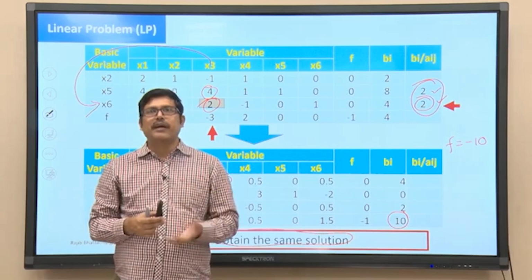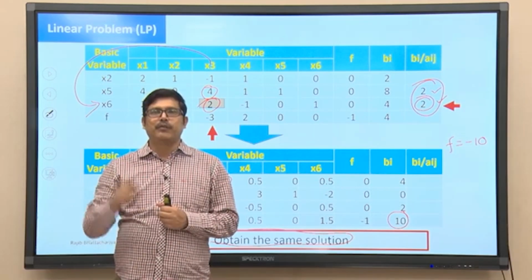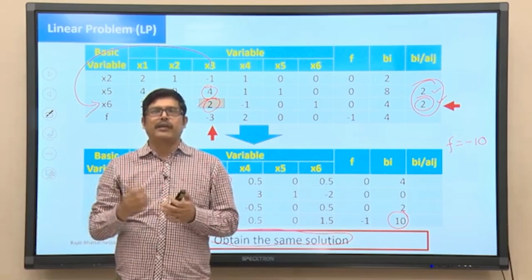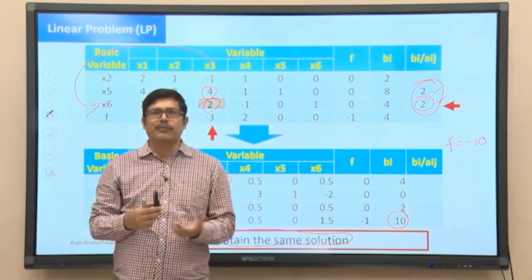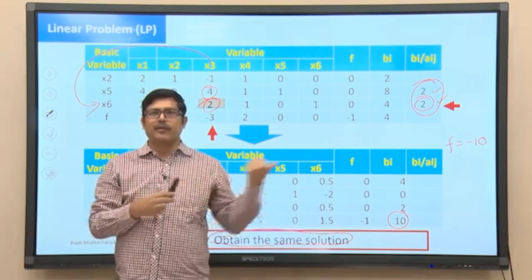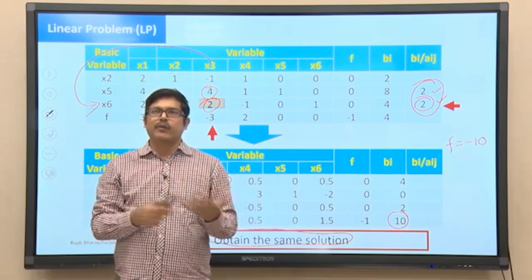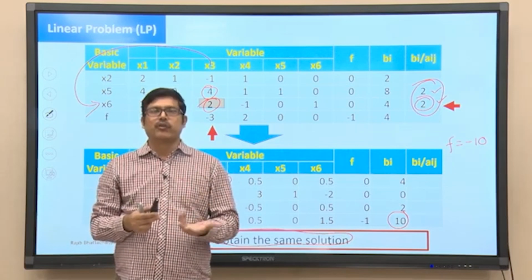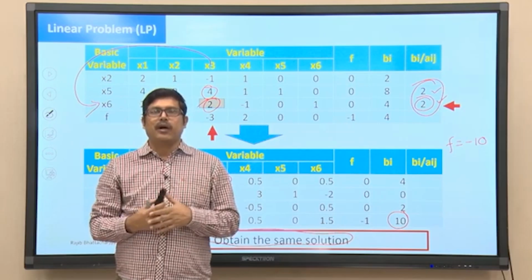For deciding that, what will we do? We will calculate the ratio Bi divided by Aij and take the minimum one, and if there is a tie we will take just one of them. As I have shown here, if you take one of them you will get the same solution; you can check actually. Therefore, you can take one of them. So these two are the rules.